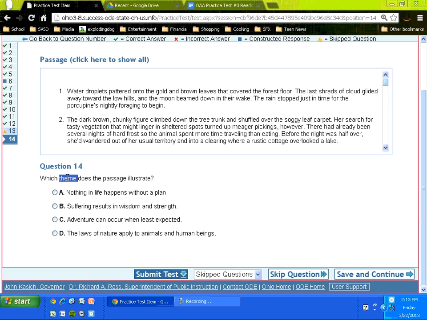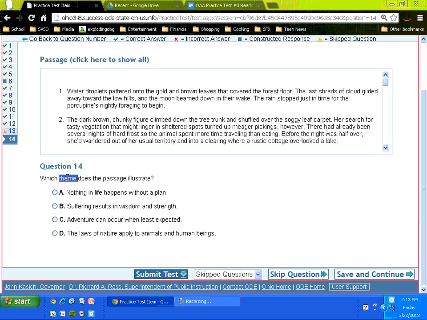Key wording is a skill that is somewhat useful in OAAs and OGTs. Often you don't need it. Man, SATs and ACTs, you need it constantly. Key wording. Identify key words in your answers. Let's apply it. A, nothing in life happens without a plan. Cody, what's the key word in that one? Plan. Very good. So maybe my theme is about planning.